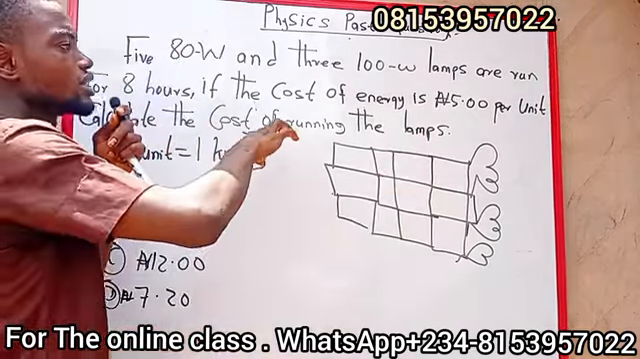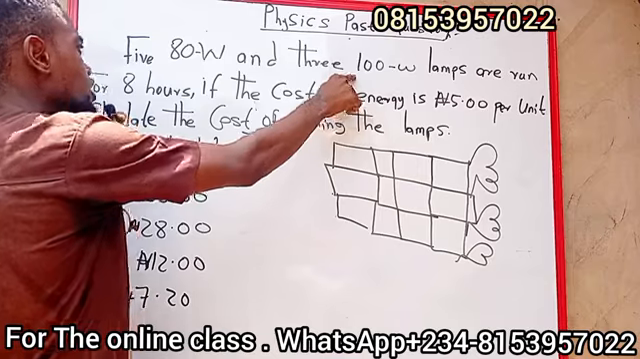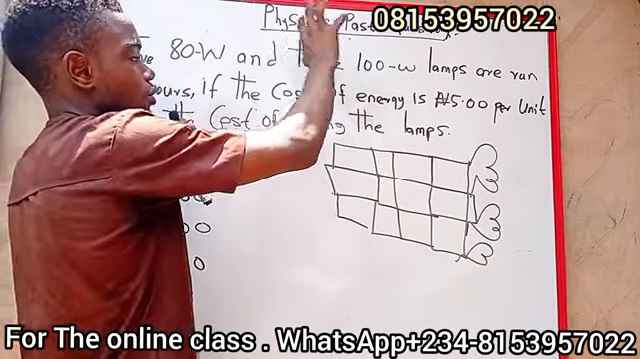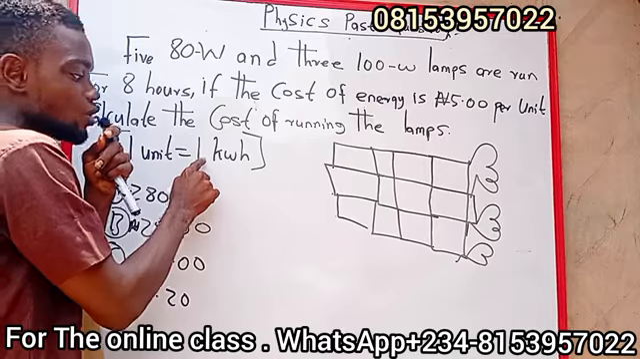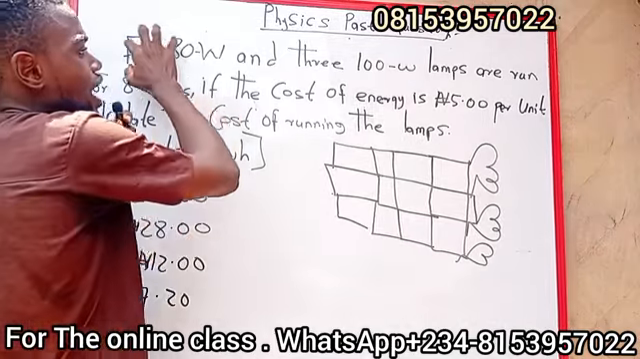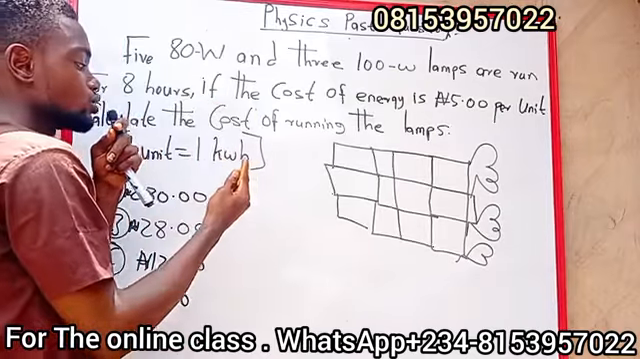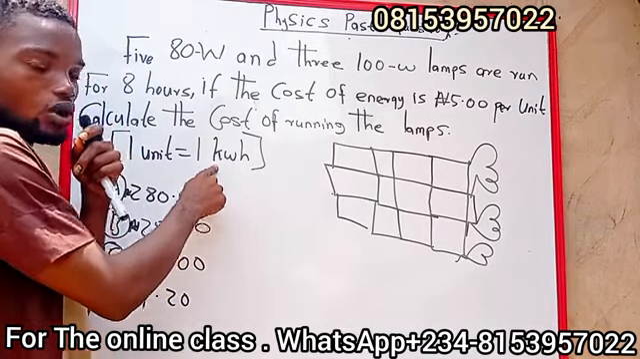Now, in a house, there are lamps that are rated 100 watts, and there are three of them. Those that are rated 80 watts are five of them. Now, you have to add them together. Normally, 1 unit is 1 kilowatt. If you add them together, the unit will still be in watts. Now, what are you going to do? You convert it to kilowatt. Converting it to kilowatt, you divide by 1000.